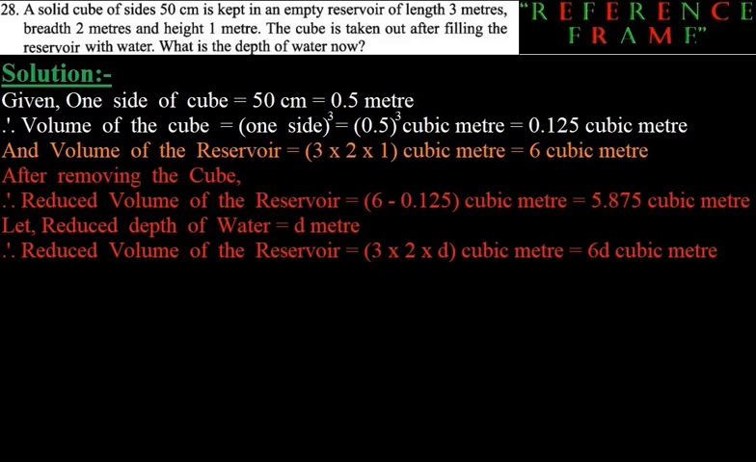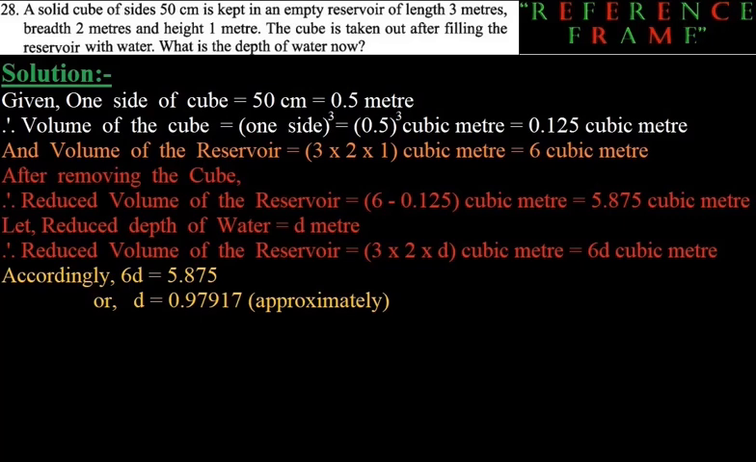Okay, therefore the reduced volume of the reservoir is gonna be 3 because the length is as it is, into 2 because the breadth is as it is, into d because d is the new depth, new height of the water level. So by calculating we're going to have 6d cubic meter. Now look at the screen very carefully. 6d cubic meter, this is the new reduced volume of the water level inside the reservoir, but above we found earlier that the new volume of the water level inside the reservoir is 5.875 cubic meter. That means these both are indicating the same thing, the reduced volume of the water level inside the reservoir. So we must equalize them. Okay, by equalizing them, let's see what's going to happen.